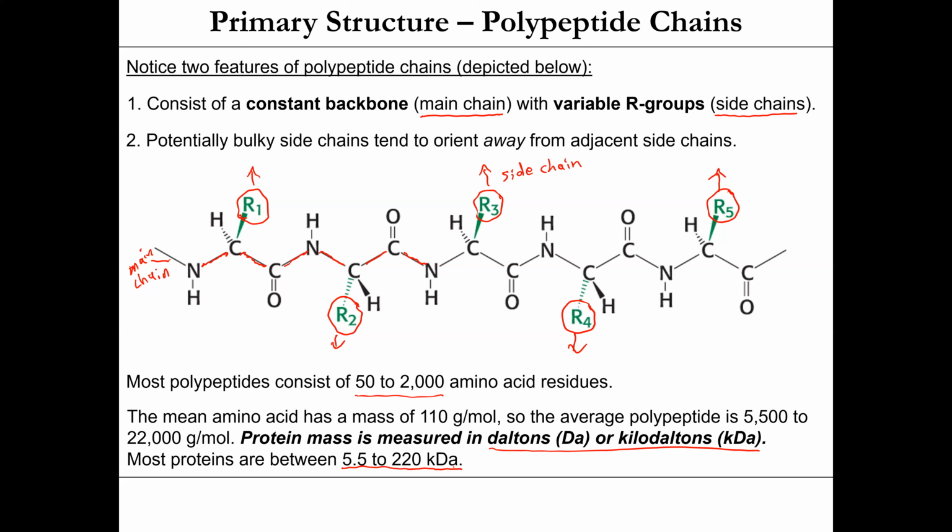So the largest protein known is a protein called titin that's involved in your muscles, and that's 27,000 amino acids long, but that's definitely an outlier. So most polypeptide chains will be in this 50 to 2,000 amino acid residue range.